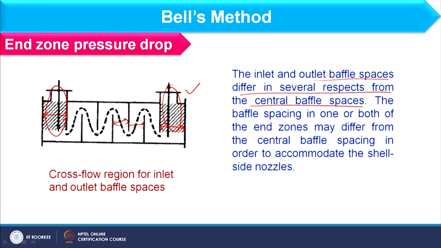The baffle spacing in one or both end zones may differ from the central baffle spacing in order to accommodate shell side nozzles. Okay. So, how should we consider the pressure drop in end zones? When considering pressure drop in the end zone, you should understand that we have only one baffle window. When the fluid enters, it comes across the first baffle, and below that we have the window zone.